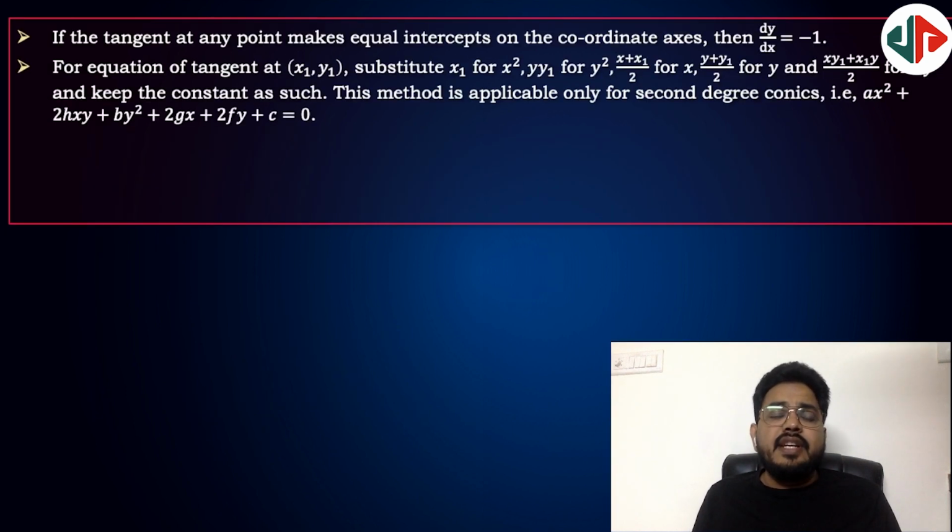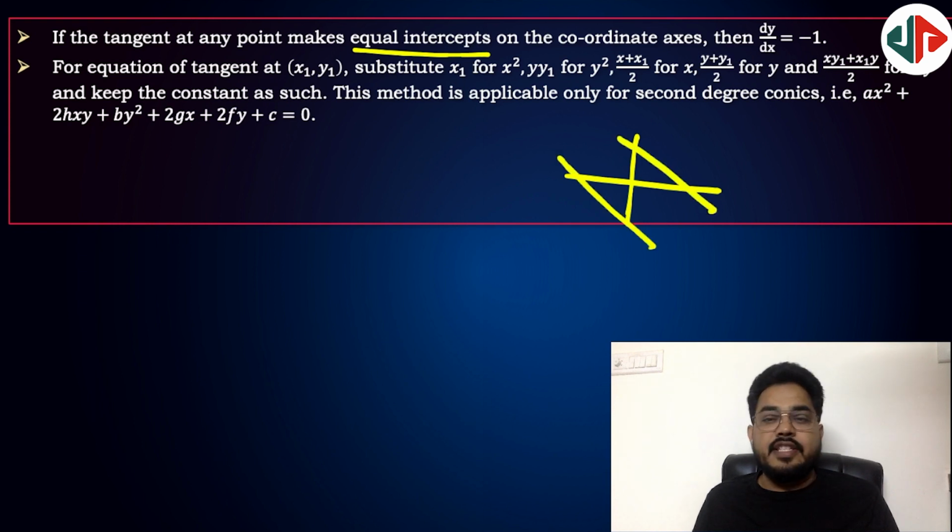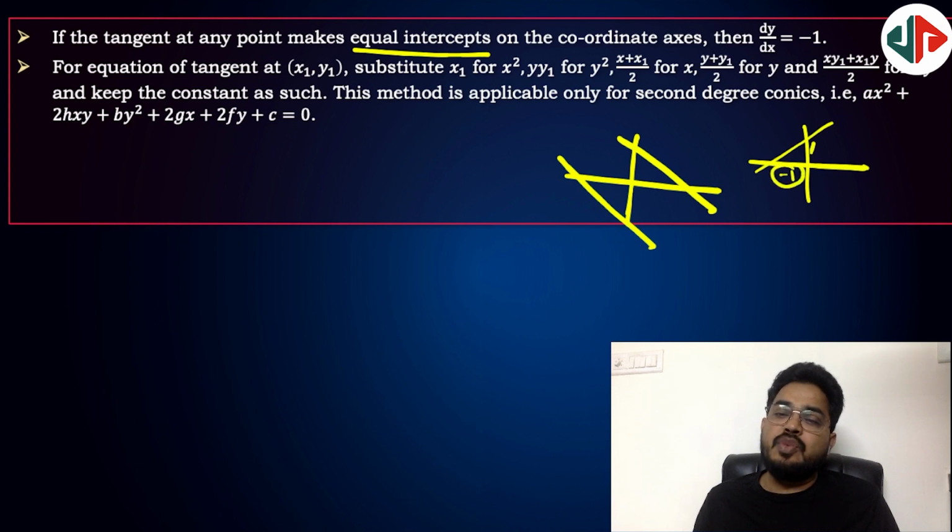If the tangent at any point makes equal intercepts, equal intercept means clearly both are positive intercepts or both are negative intercepts. You cannot take equal intercepts as this one: this is 1, this is minus 1. They are equal in magnitude, but they are not equal intercepts.